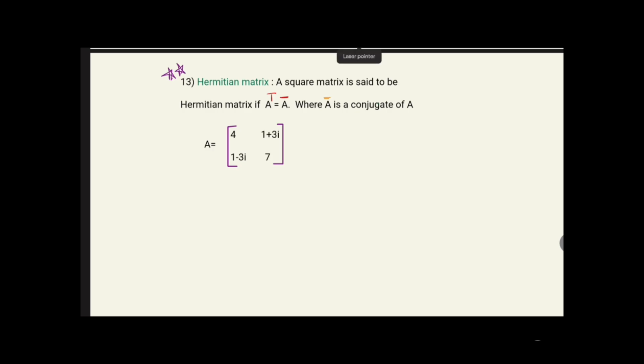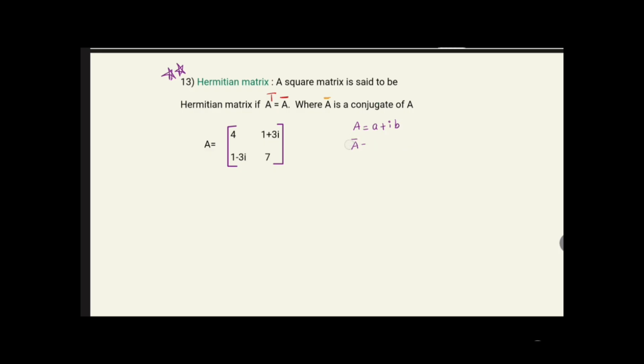Okay, now a square matrix is said to be Hermitian if A transpose is equal to A bar. Okay, where A bar is called the conjugate of A. Let me see first what this A bar is. For example, A is given as a plus ib. A bar can be written as, simply you have to change the sign of the imaginary part.